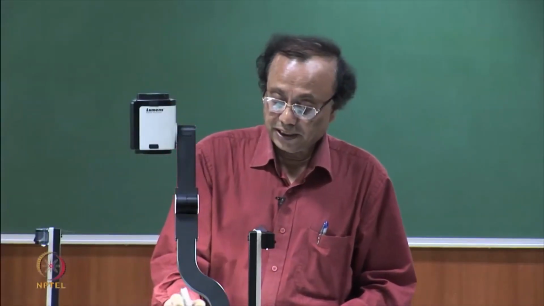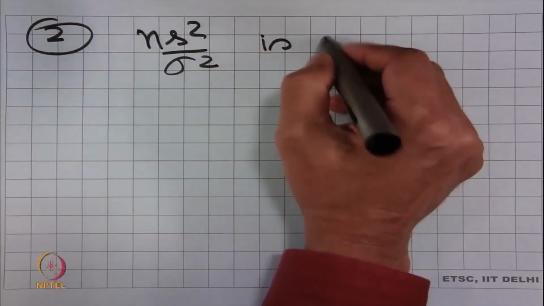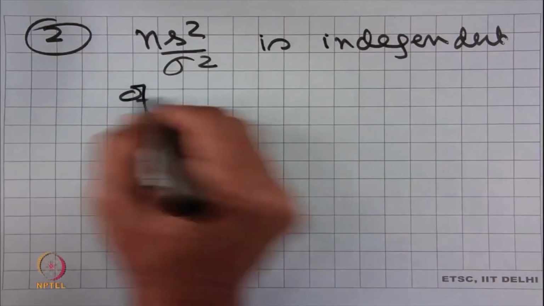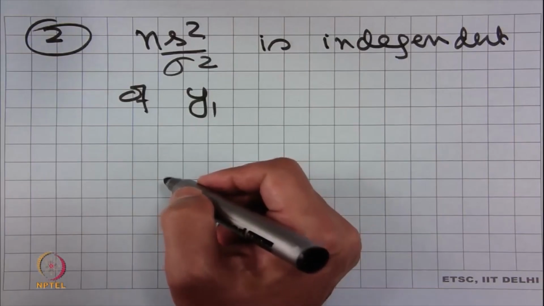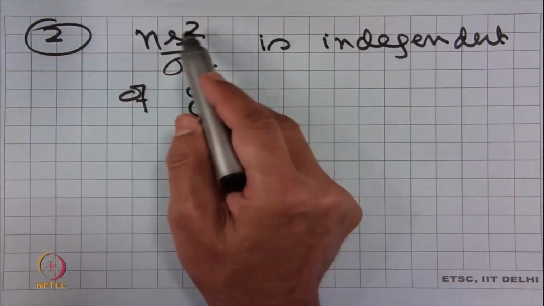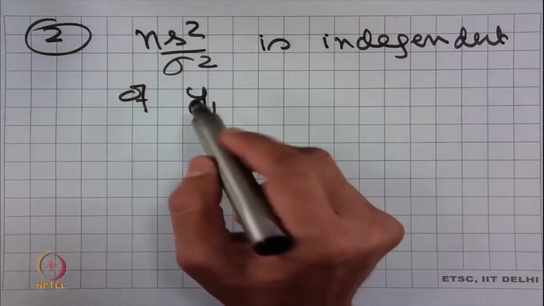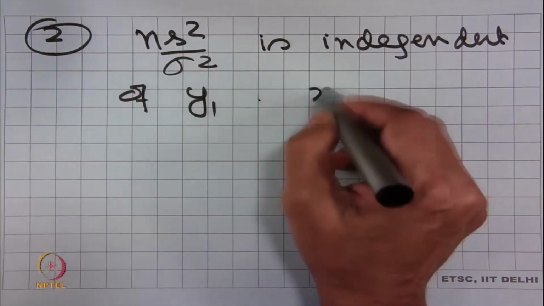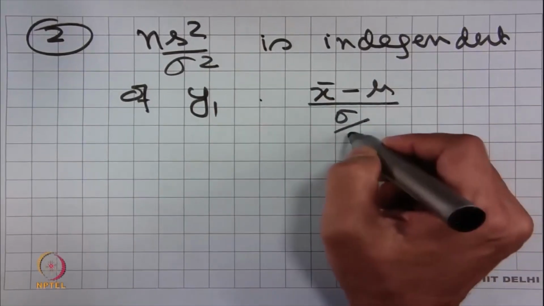And the second point is that n a square upon sigma square is independent of y1, because we have found that y1, y2, yn are n independent normal 0 1 variates, of which n a square upon sigma square depends only on y2 to yn. Therefore, it is independent of y1, which is nothing but x bar minus mu upon sigma by root n.